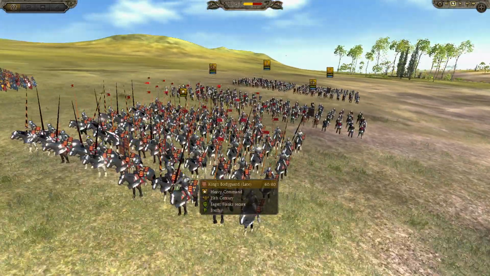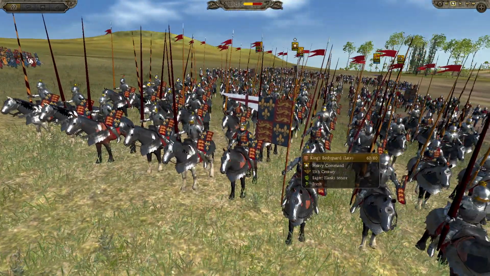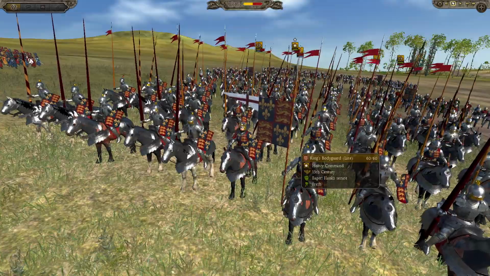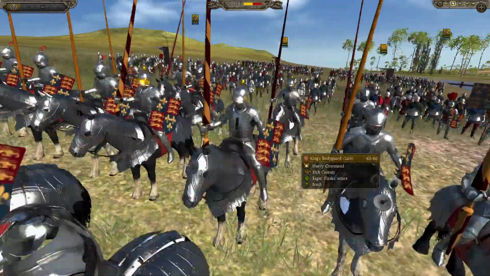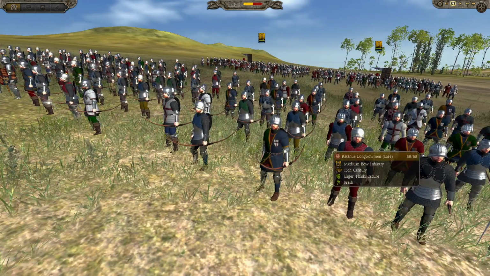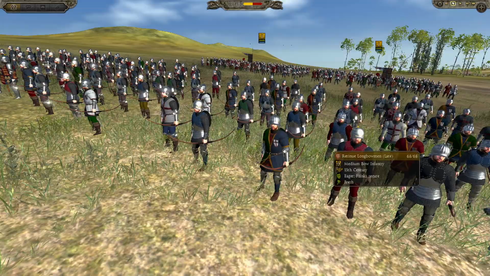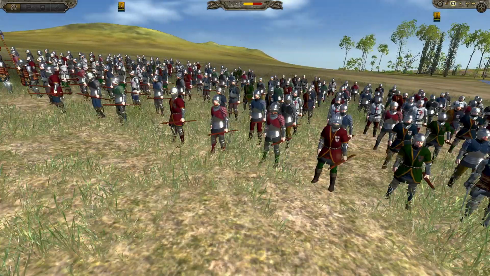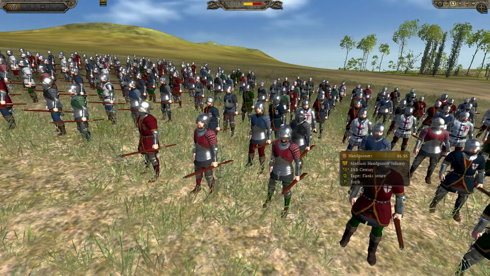And then we'll have our general, King's Bodyguard, late 15th century, heavy command. Very cool looking unit. And then followed up here, we have our retinue longbowmen, late 15th century. And then at the very back, we are going to have our handgunners, medium, 15th century.